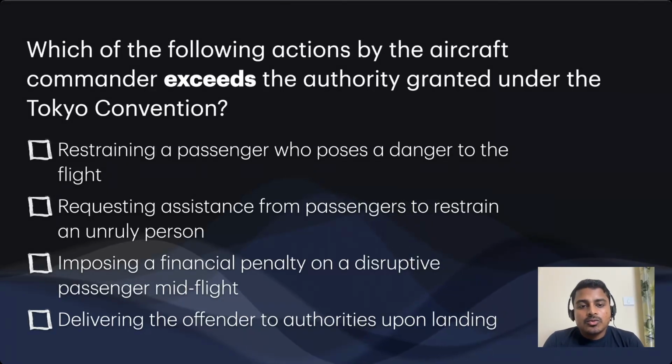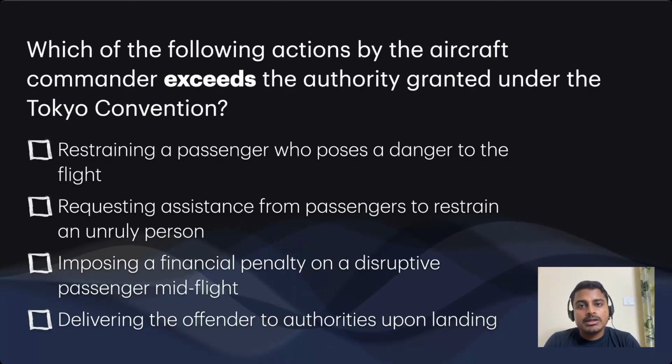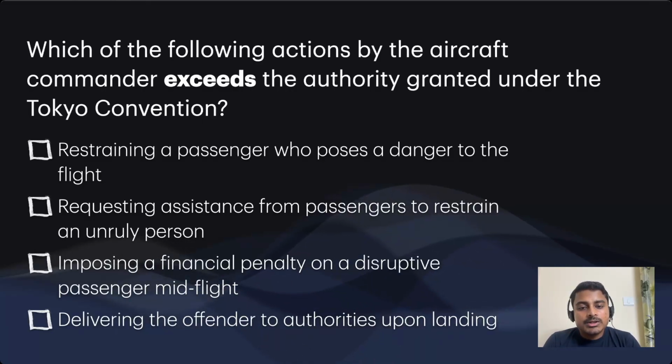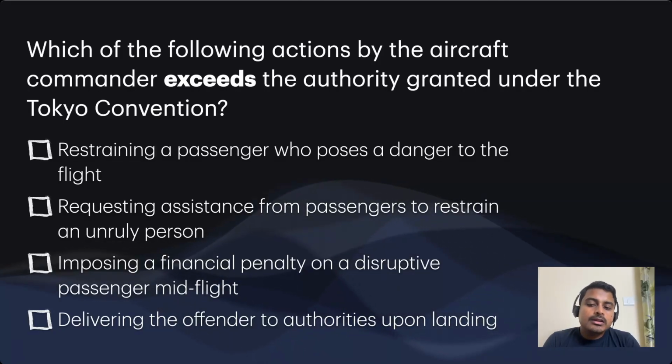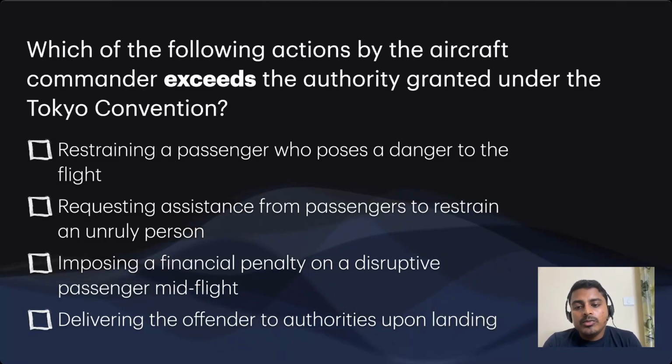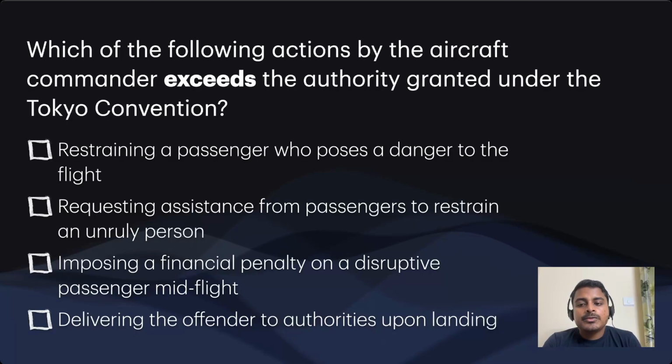So restraining a passenger who poses a danger, this is not exceeding the authority. This is exactly the authority that is granted to the commander, right? He has the authority to restrain a passenger to maintain the safety and discipline of the passengers and the flight. The second one, requesting assistance from passengers to restrain an unruly person. So like in every scenario, the commander might not be able to restrain that passenger all by himself, right? So he can request assistance from other passengers to restrain this particular person. So that is also part of the authority, and there is nothing wrong in that.